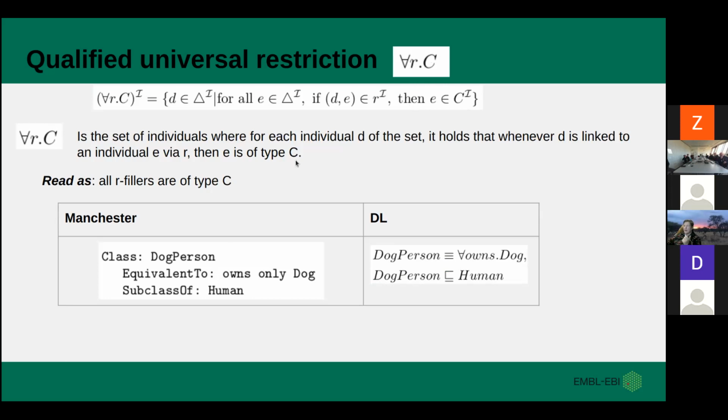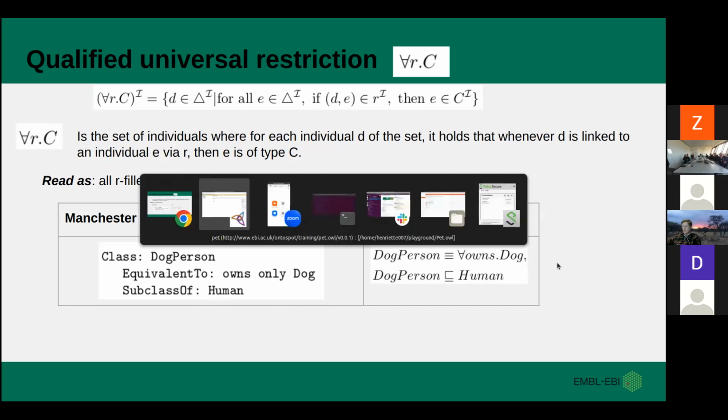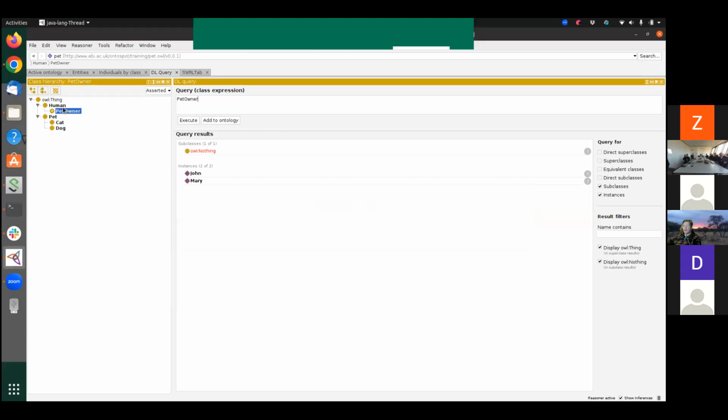And again, you can provide this in Manchester syntax. So we have dog person owns only dog. And because a dog person is again a subclass of a human, we say it's a subclass of human. And this is what it would look like in description logic. I'm going to add that to our little ontology. So I'm going to add a dog person as well.